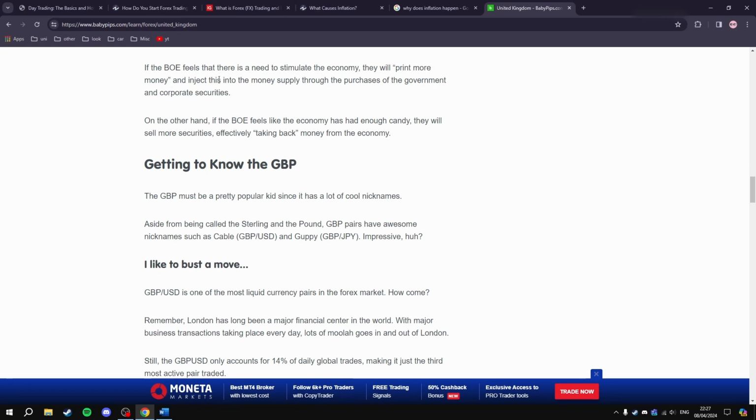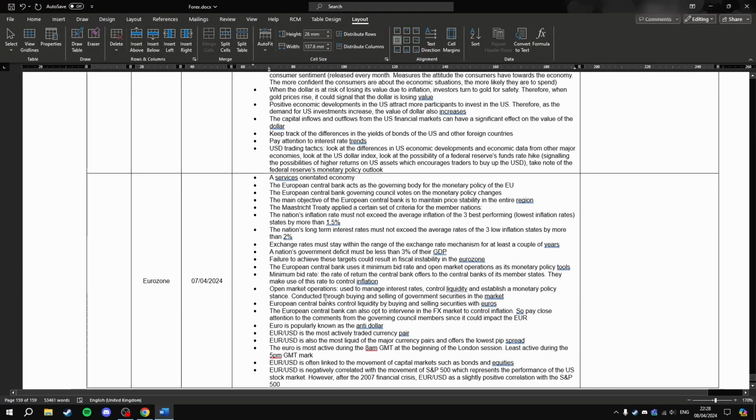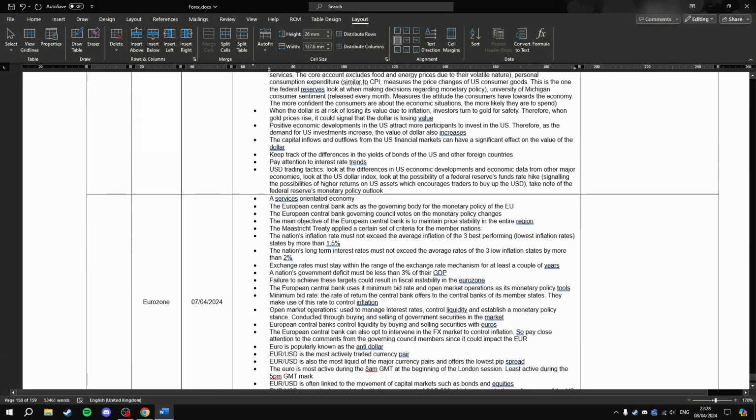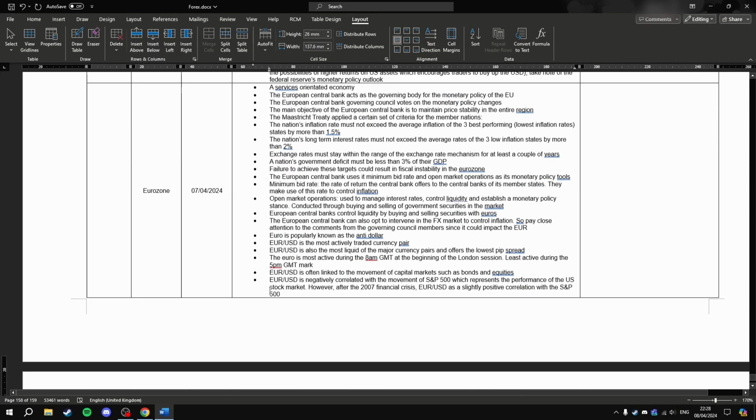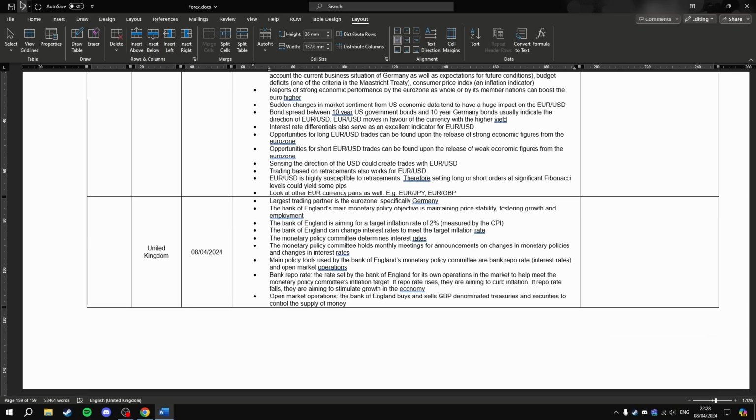If the Bank of England feels that there is a need to stimulate the economy, they will print more money and inject this into the money supply through the purchases of government and corporate securities. On the other hand, if the Bank of England feels like the economy has had enough candy, they will sell more securities, effectively taking back the money from the economy. So basically, they're doing what the other banks are doing.